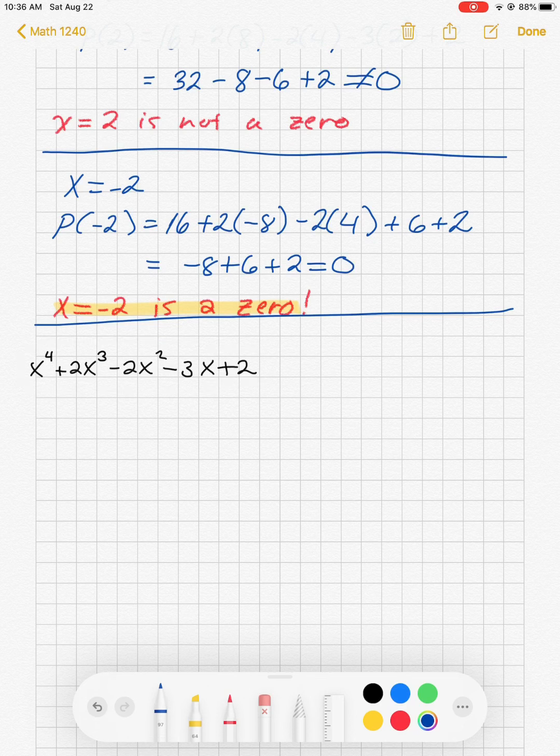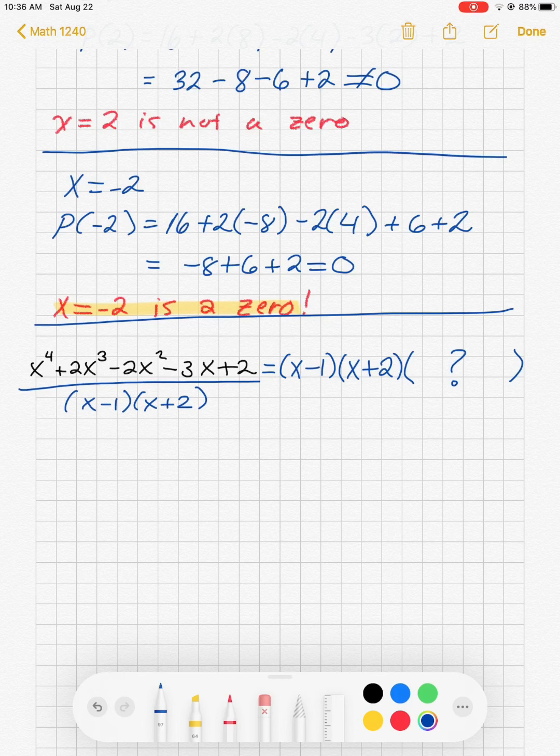Okay, and so again, what we were saying above is that for x equals 1 to be a 0, x minus 1 has to be a factor. For x equals negative 2 to be a 0, x plus 2 has to be a factor. But then what goes here? Well, what I have to do to figure that out is I have to divide both sides by this, right? And then I'm going to have that mystery quadratic that's left over.